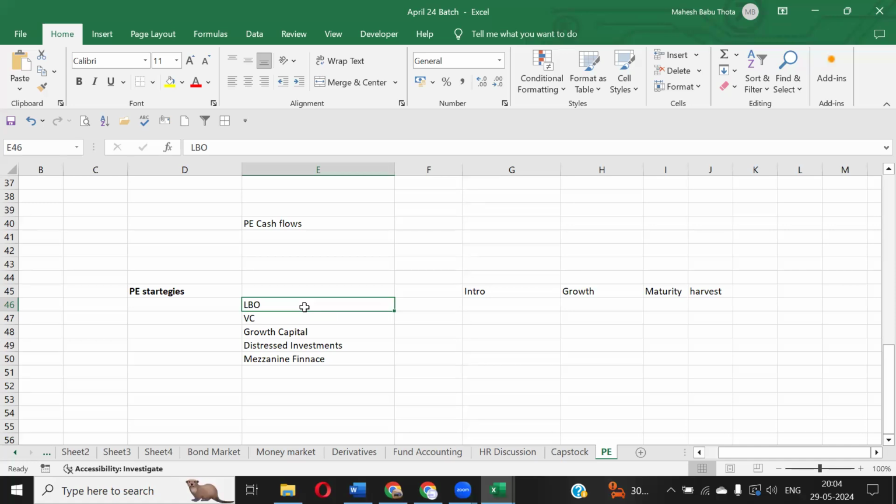So this is called private equity strategies. Has everyone understood? Then what else do we have in private equity? Yes, Mahesh, please go ahead. You have to tell him once again, mezzanine finance. Okay, repeat once again.